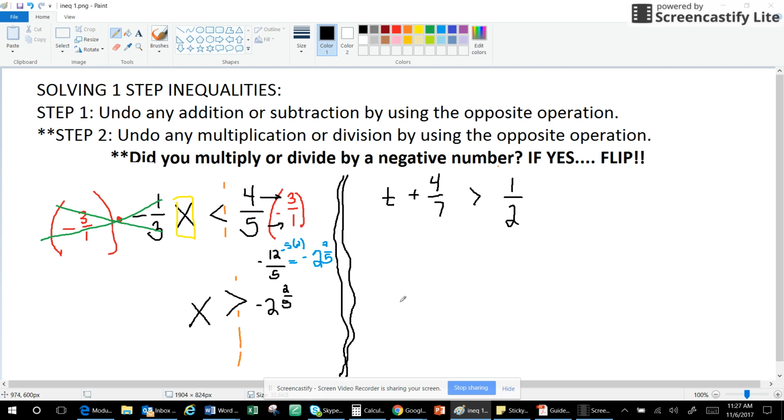All right, try the next one. The video will pause, answer the question, hit continue to check your work and your answer. Okay, so we're trying to solve for t, so we need to undo anything happening to it. I see we got plus 4/7, so I'm going to subtract 4/7 from both sides.